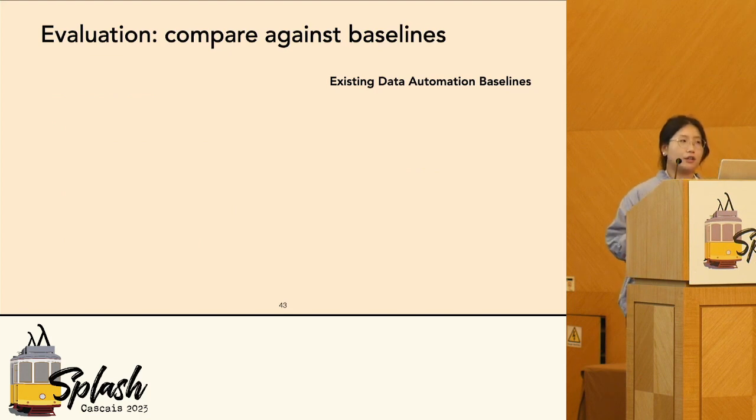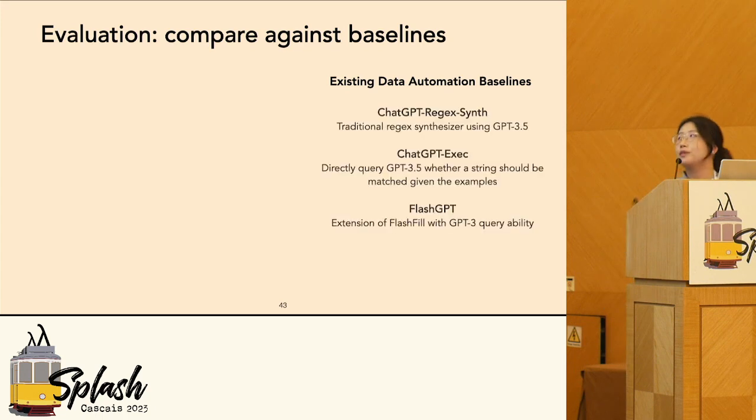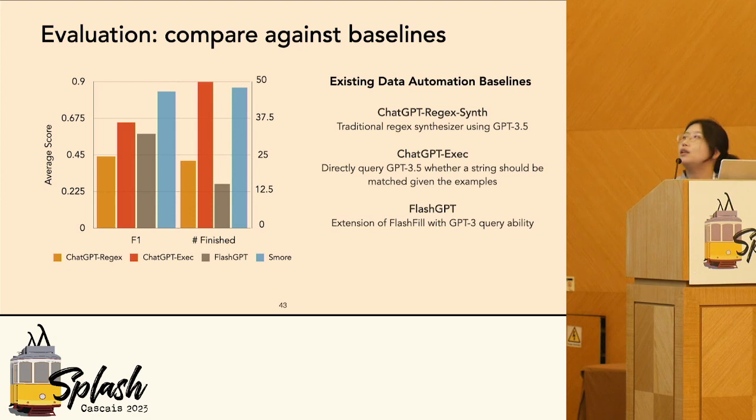The first part of the evaluation is to compare our semantic regular expression against existing data automation baselines. We compare against the following baselines. The first is a traditional regular expression synthesizer. The second one directly queries GPT 3.5 on whether a string should be matched given the examples. And lastly, FlashGPT, which is an extension of FlashFill with GPT query ability. We evaluate in terms of F1 score and the number of tasks finished within a 1 minute time limit. You can see that in terms of both F1 score and number finished, Smore does outperform existing work, except for the ChatGPT execution, because there's no synthesis required.